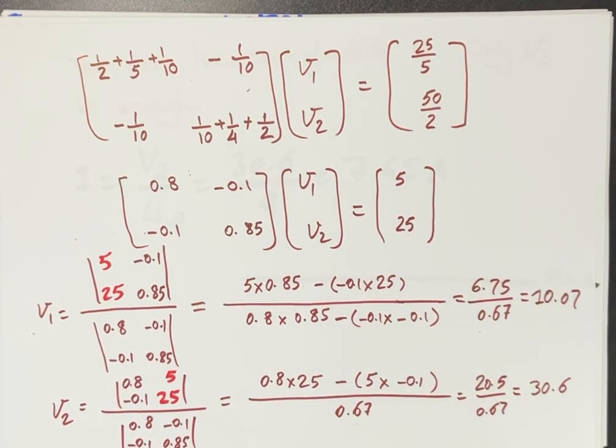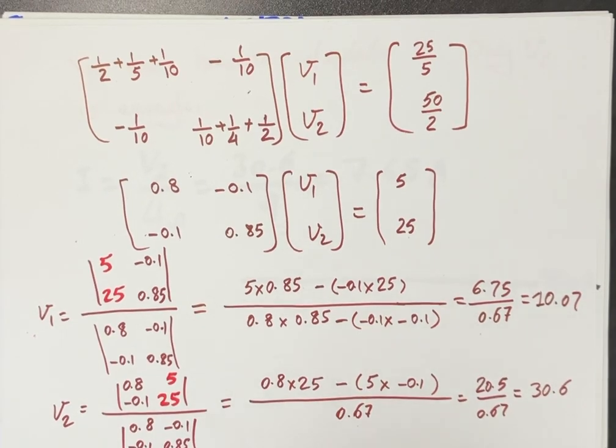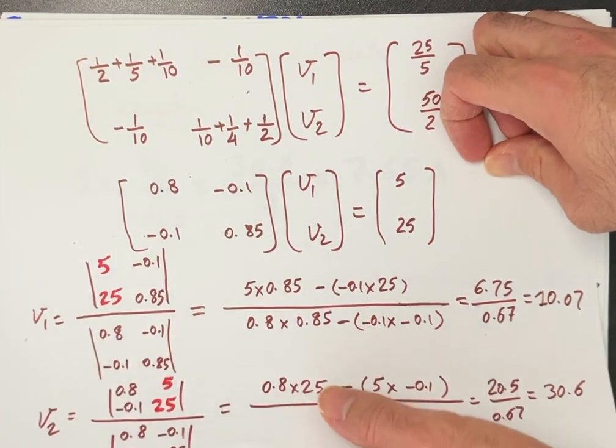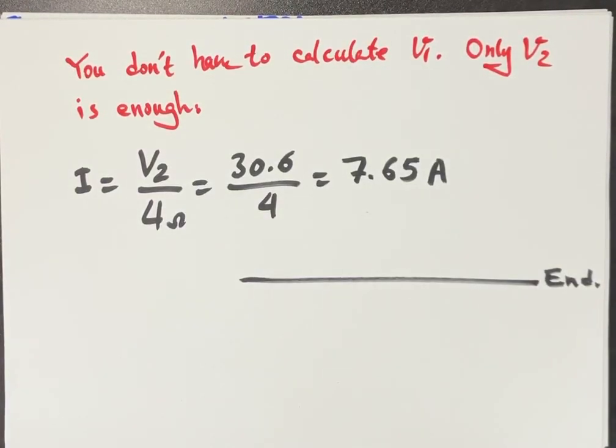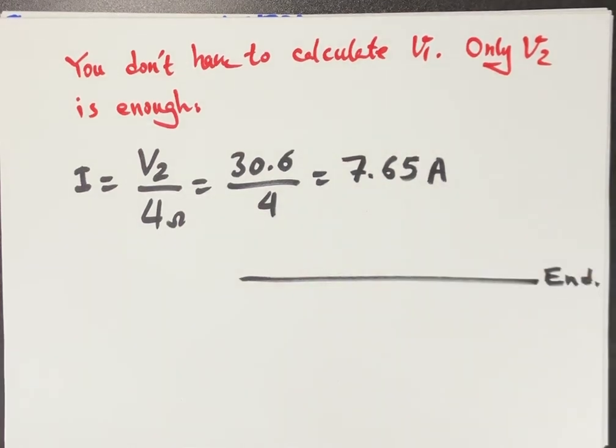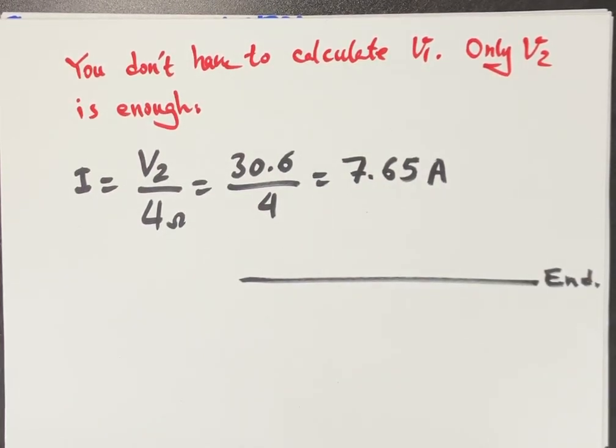You obtain the determinant, and you get 30.6 volts, your V2. Now if you divide it by that 4 ohm resistance, you get the current flowing through that resistance. And this was the end of this exam paper.